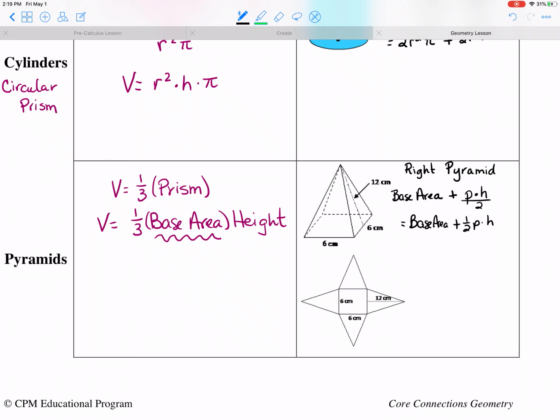Okay, so in this case, my base area would be 6 times 6 is 36. The perimeter would be 4 times 6, which is 24. And our slant height is 12. That's an important piece of information, that this should be the slant height and not the height of the pyramid. So 36 plus 144 is 180 centimeters squared.